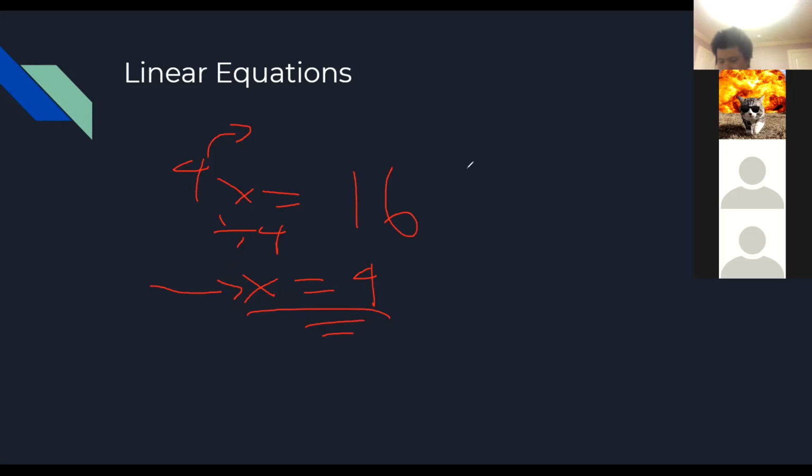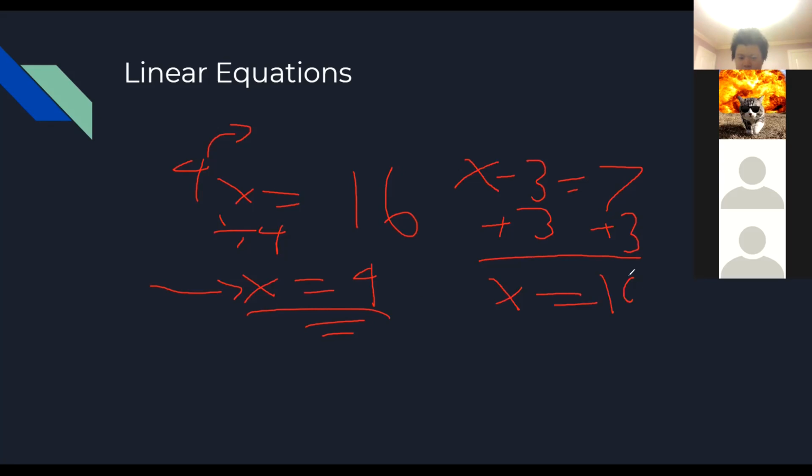Similarly, if we were to do x minus 3 equals 7, if we added 3 on each side, we could do x equals 10.